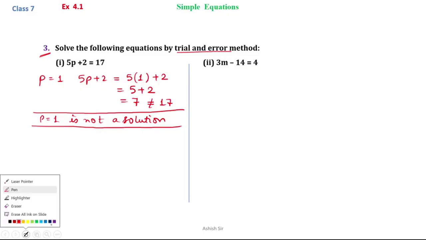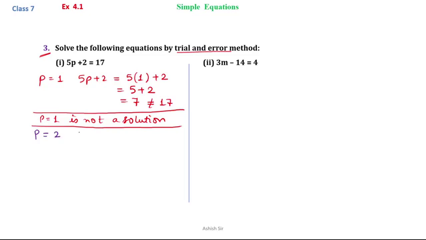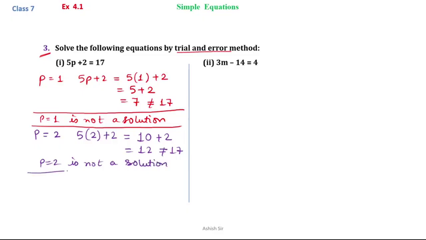So another value would be, let us say, p equals 2. So when p equals 2, 5 into 2 plus 2. So this will be 5 twos are 10, plus 2, that is 12. This is also not equal to 17. So p equals 2 is also not a solution. When it is not a solution, we have to try with another value.